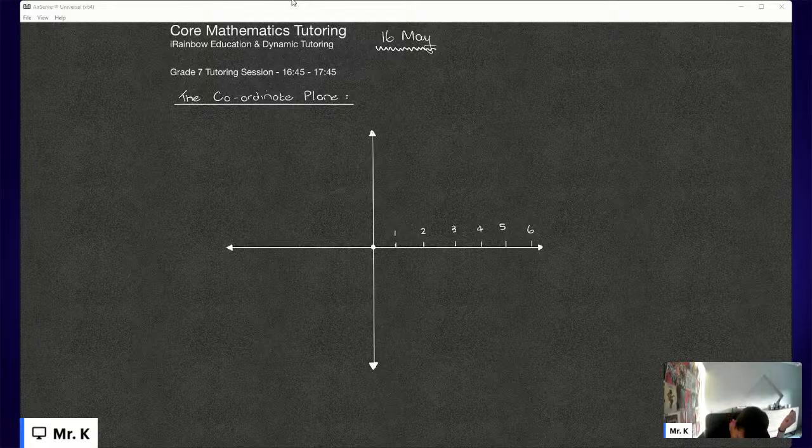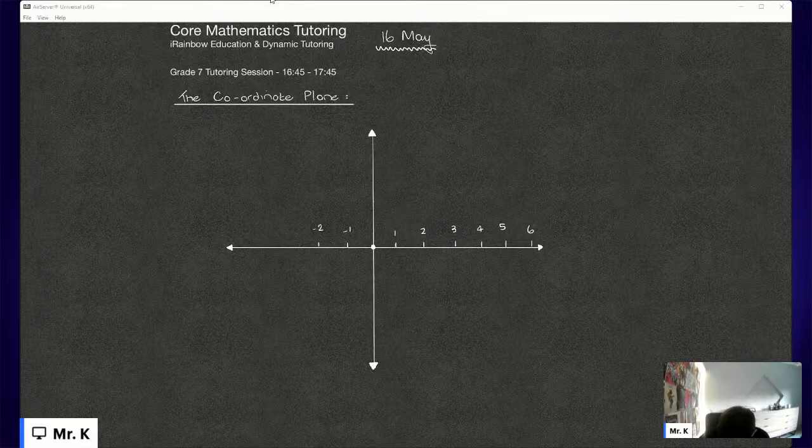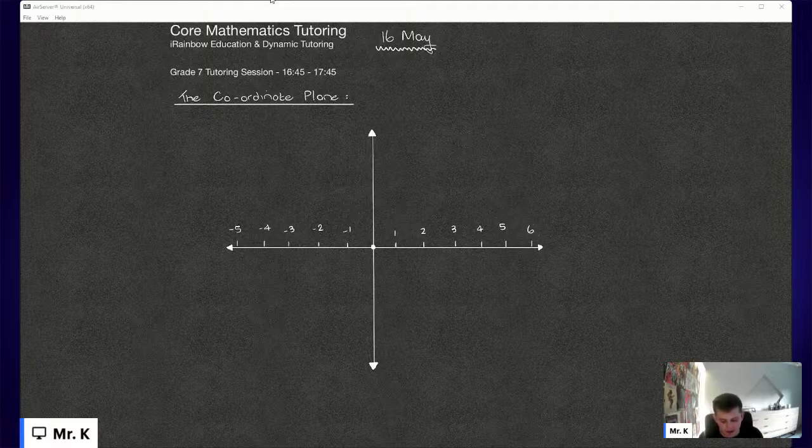Now, again, thinking of this dot in the middle as 0, if we were counting up over here on the right-hand side, we would count backwards using our negative numbers on the left-hand side. -1, -2, -3, -4, and -5, and so on.